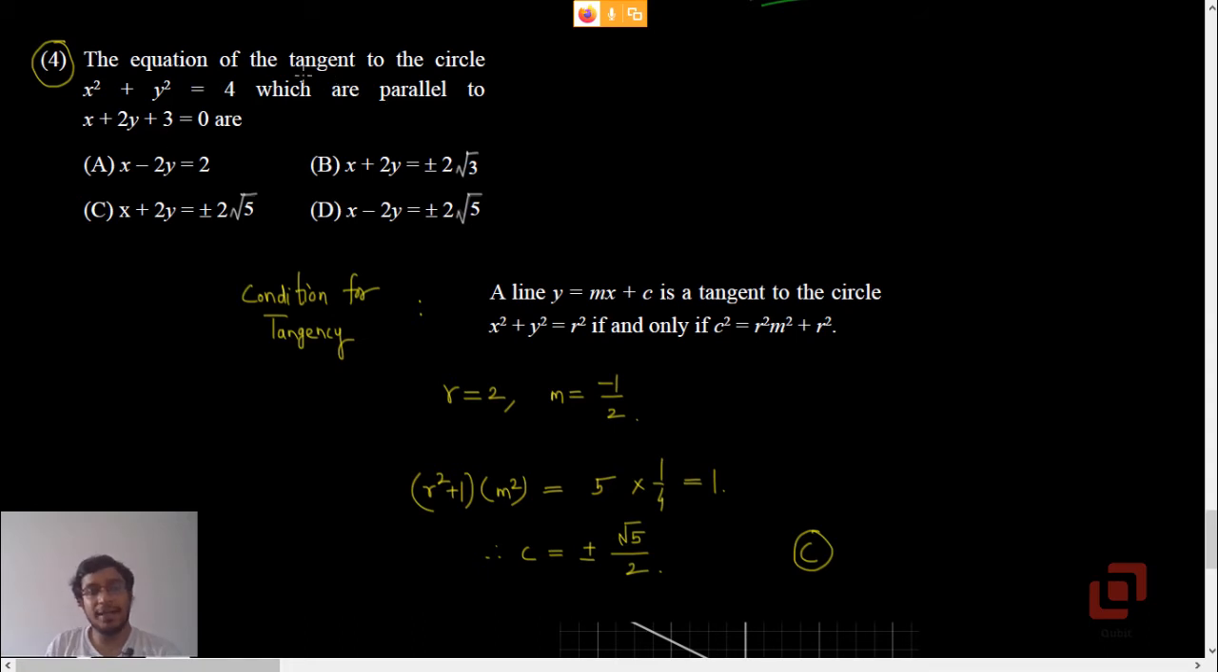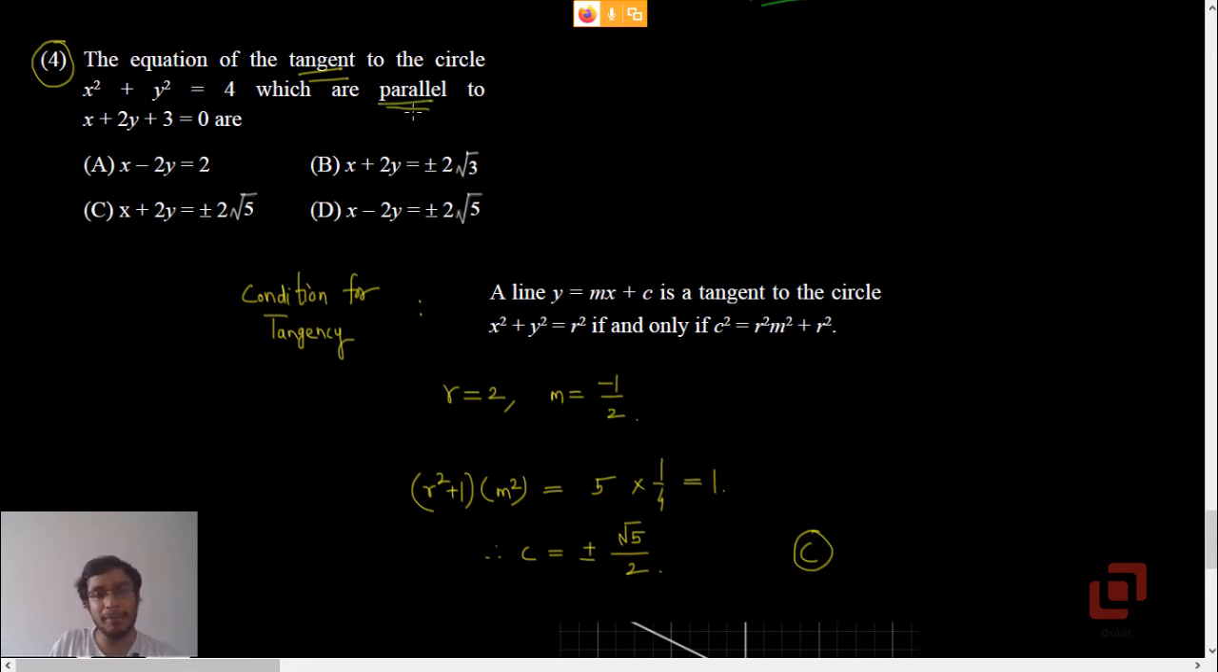The equation of the tangents to the circle x squared plus y squared equal to 4, which are parallel to the line x plus 2y equal to 3, are: A, x minus 2y equal to 2; B, x plus 2y equal to plus or minus 2 root 3; option C, x plus 2y equal to plus or minus 2 root 5; and option D, x minus 2y equal to plus or minus 2 root 5.